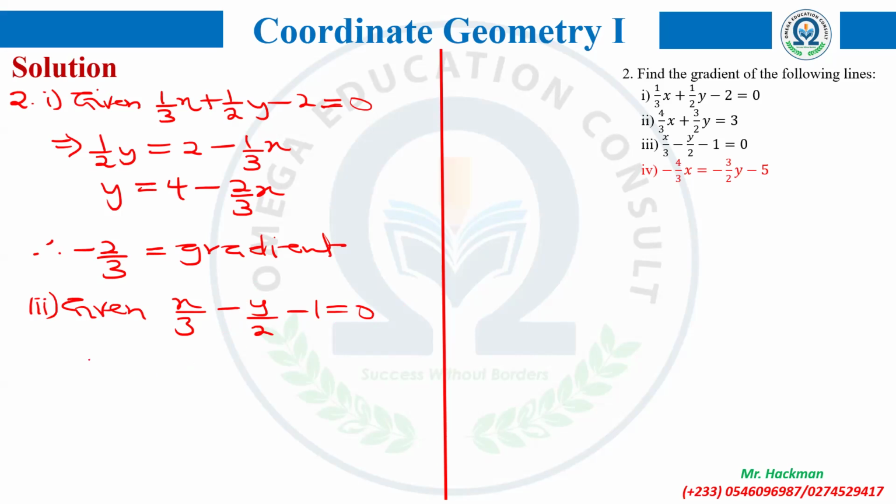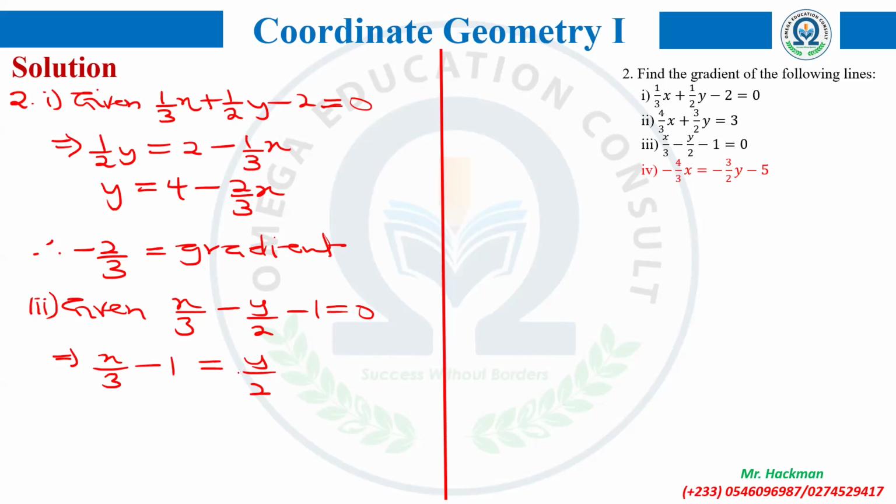So I'm going to get x over 3 minus 1 is equal to y over 2. Is that clear? So now again, we have to clear the fraction here, meaning we have to make this y. And if you want to make this one, you have to multiply by 2.